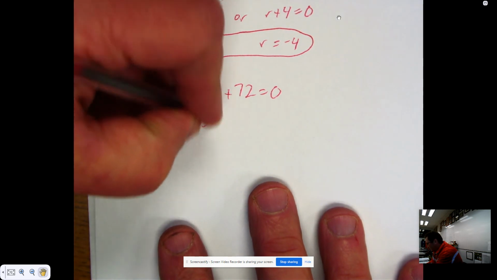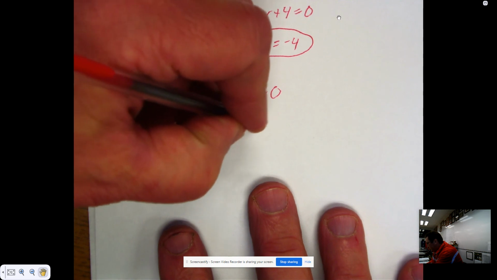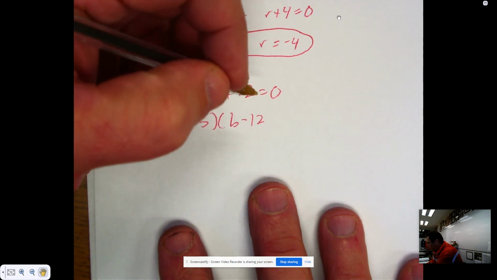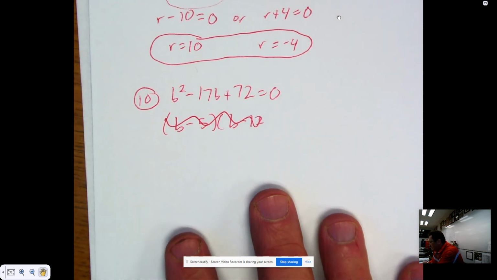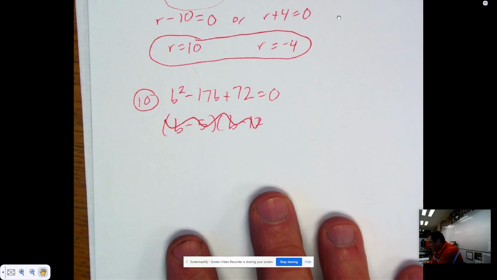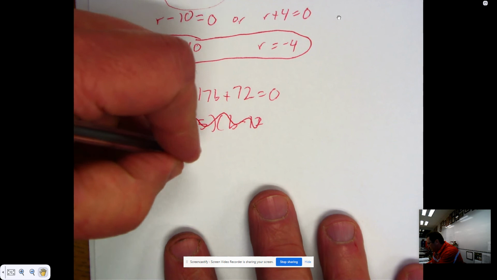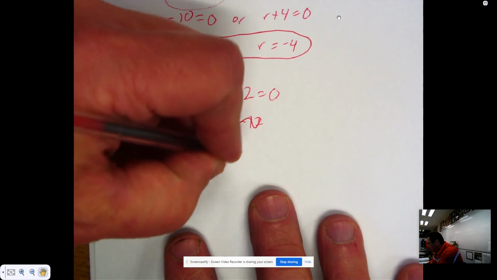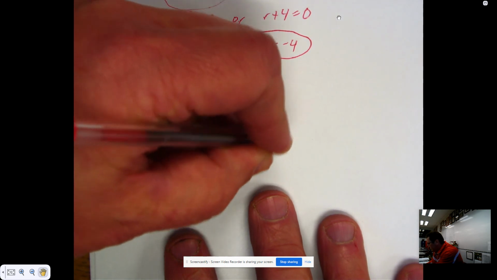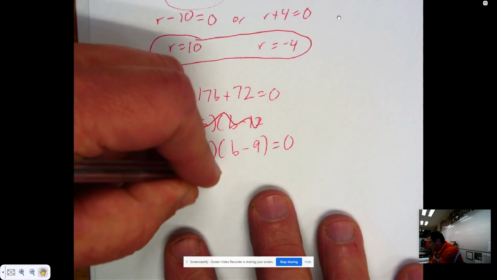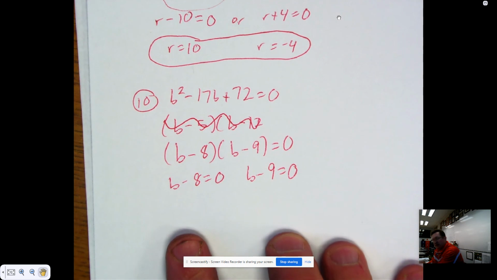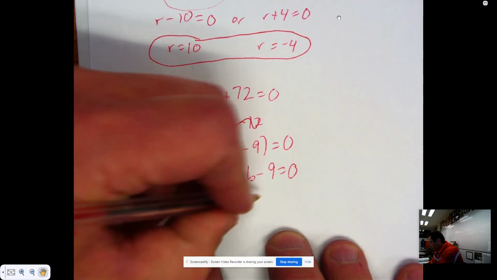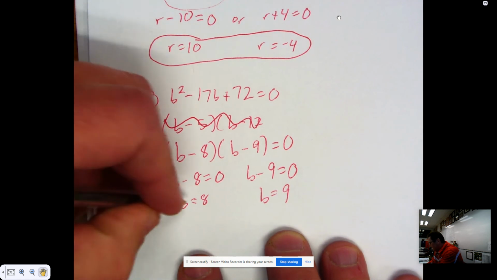Those two numbers are 5 and, no, they're not 5 and 12. Whoa, I've got to think about this a little harder. So let's think. What multiplies together to be 72? 9 and 8. Those two numbers are 9 and 8. And so then b minus 8 equals 0 or b minus 9 equals 0. In that case, b equals 8 or b equals 9.